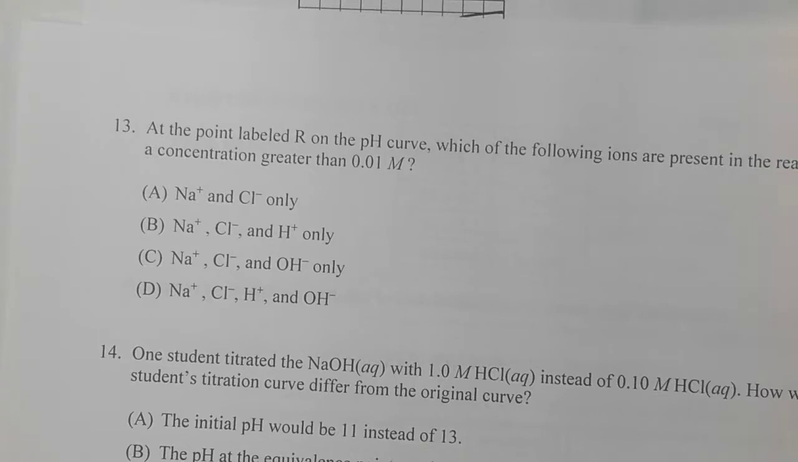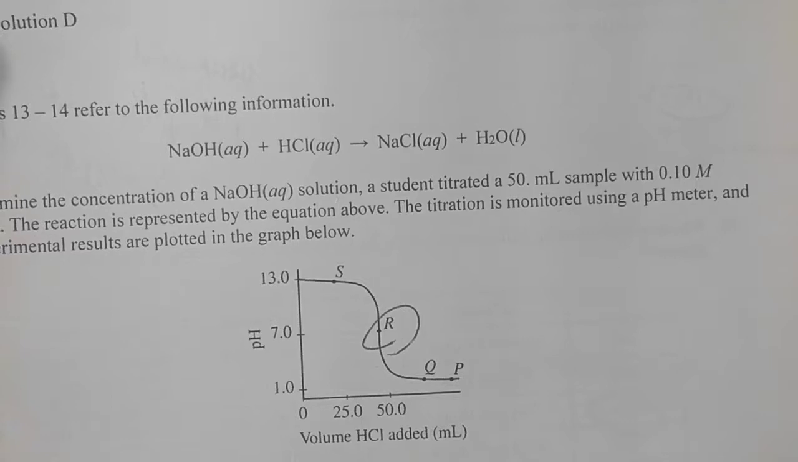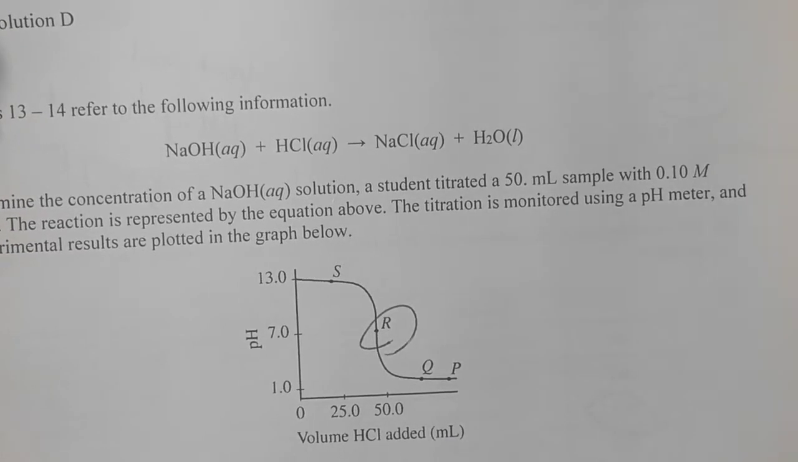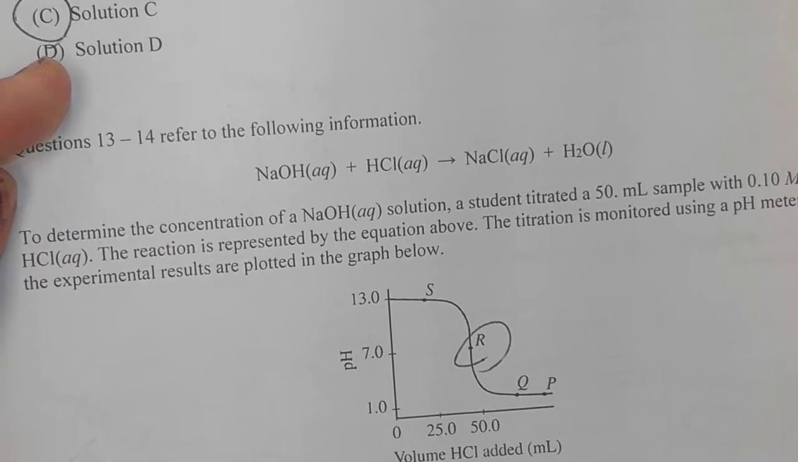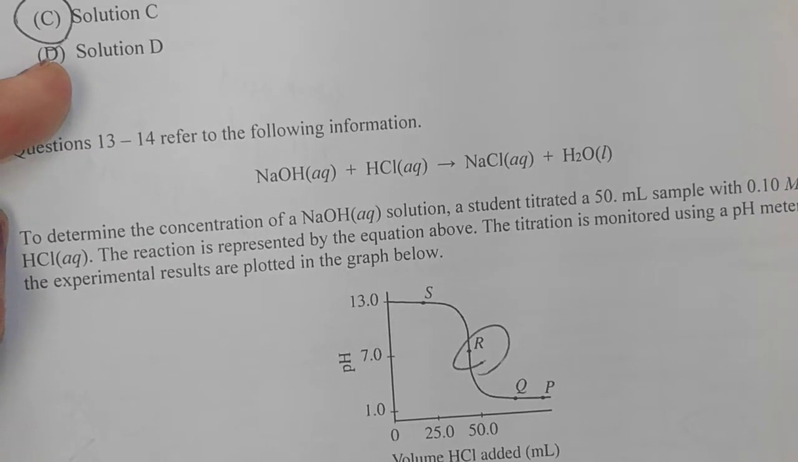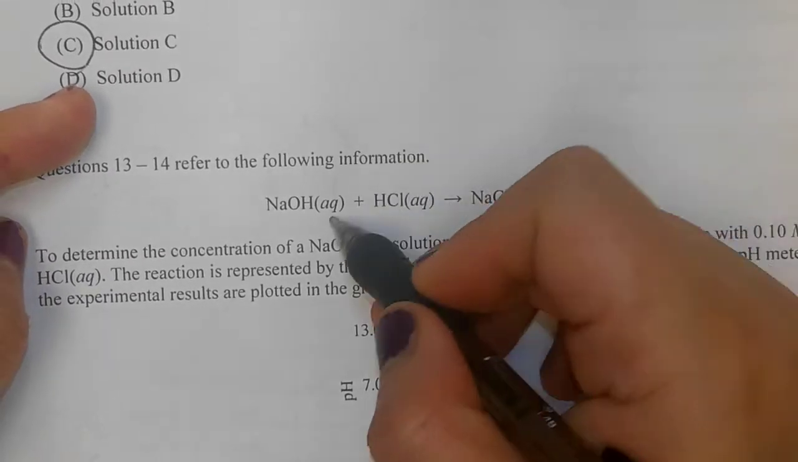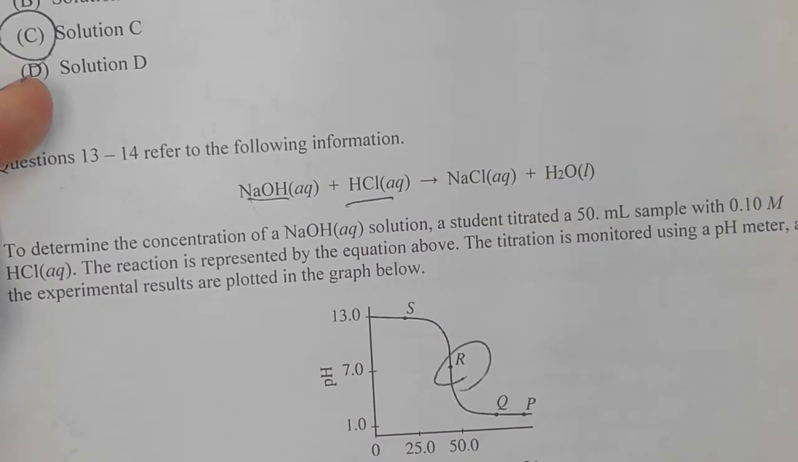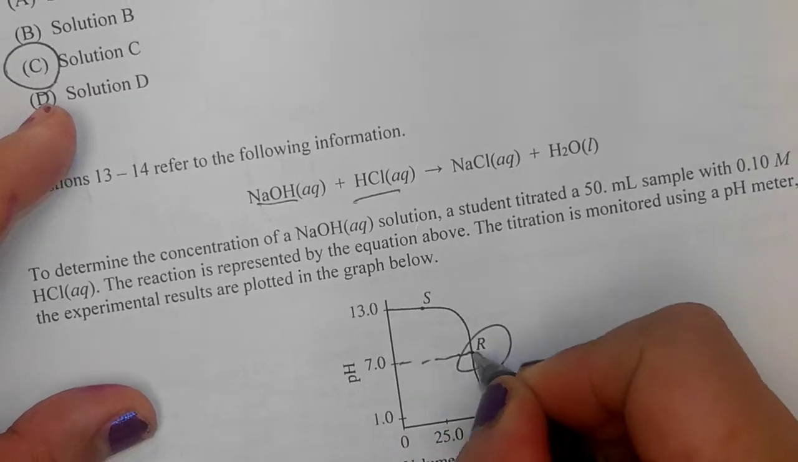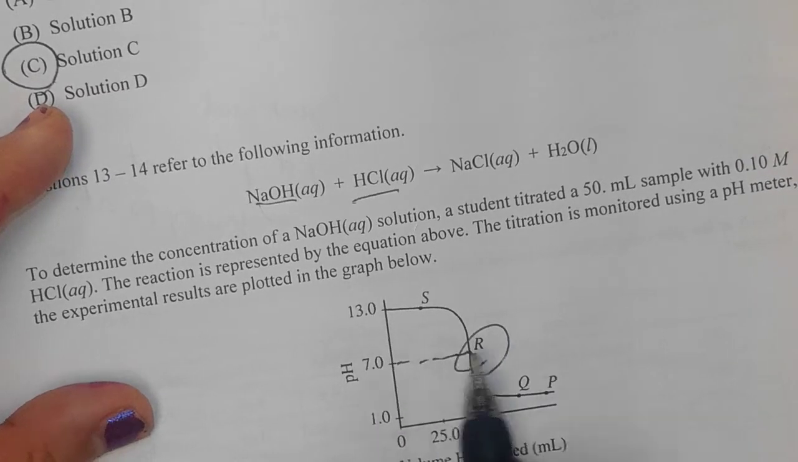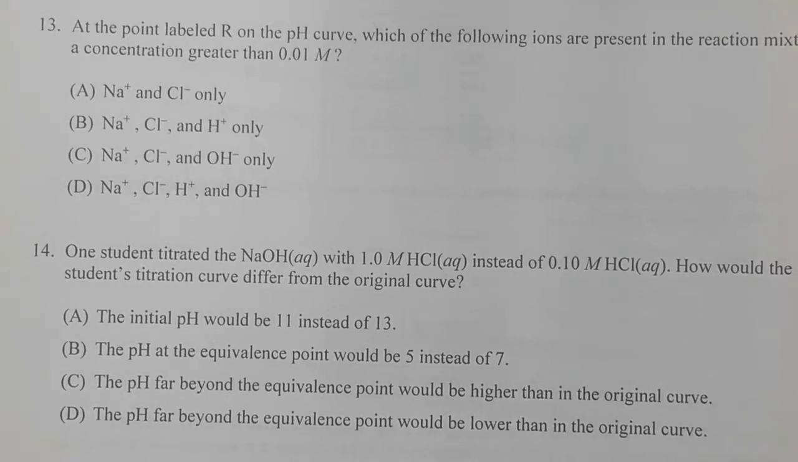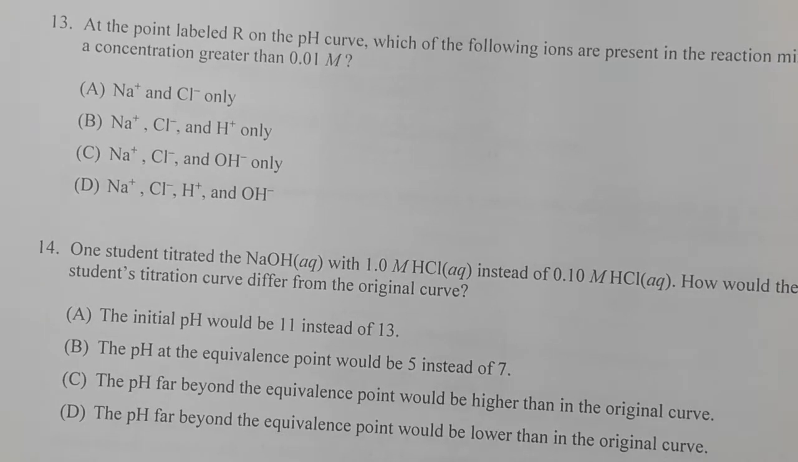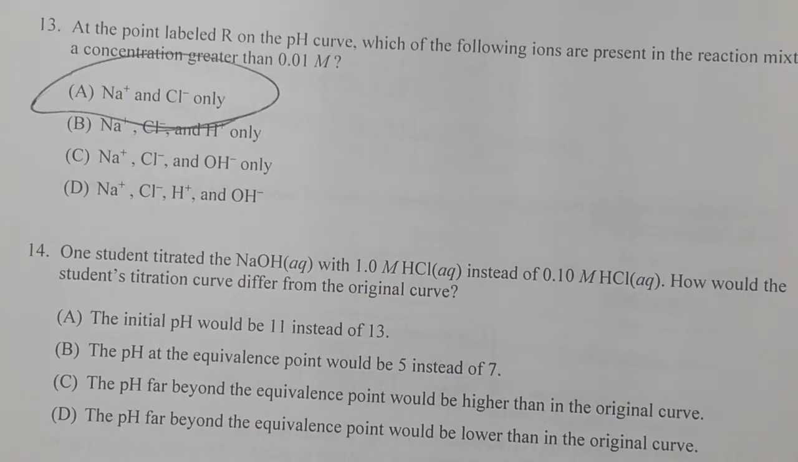Okay, so at the point R of the graph, which of the following is, well, take a look at R. What does R mean? Equivalent point. So that means what happened to the acid? Neutralized, right? So these two are also what? Strong acid, strong base. Notice it's pH 7. Do you guys see that? So this is strong acid, strong base. So this is gone. So who is going to be left behind? Perfect. No H plus, no OH minus. Easy question.